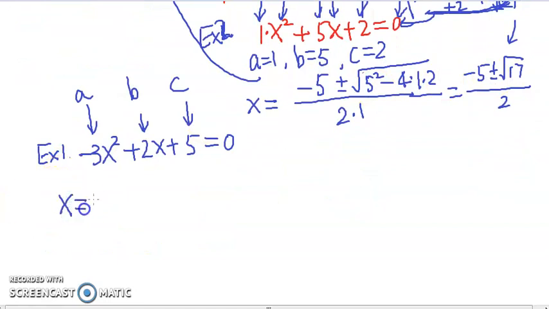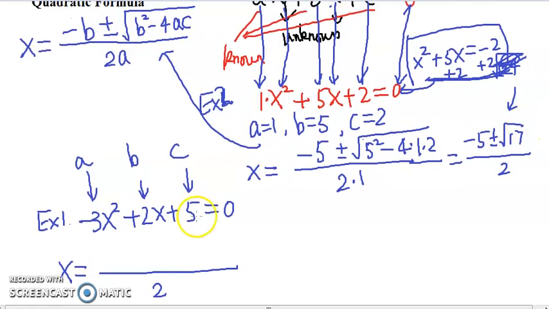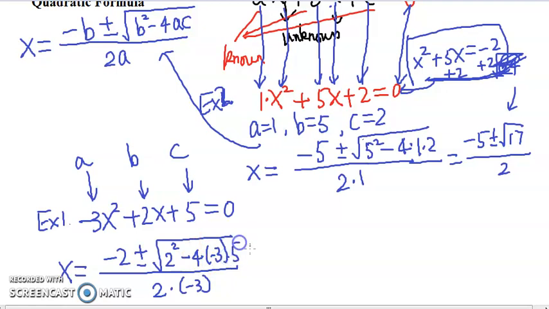So x equals, let's look at the formula here, 2 times a. A is negative 3. And on the top, it's negative b. B is 2. Plus or minus square root of b squared minus 4 times a, negative 3, times c.